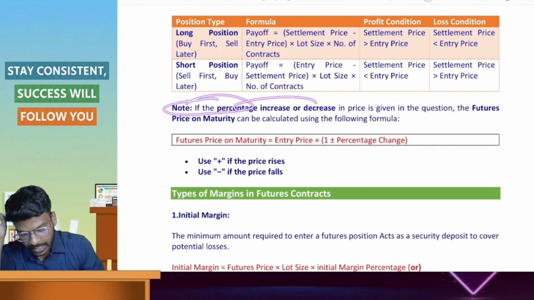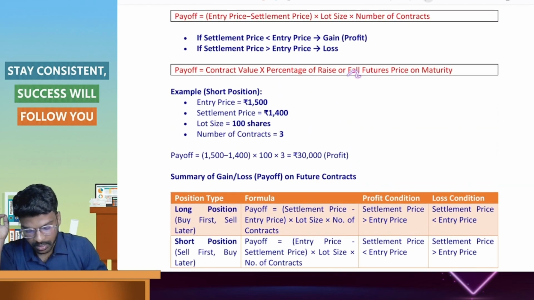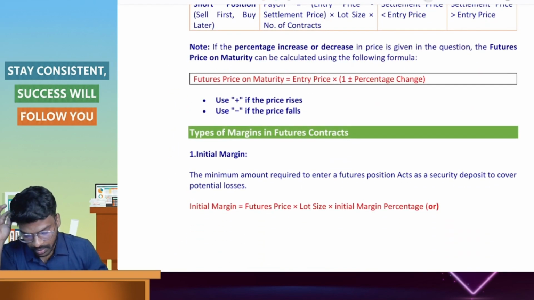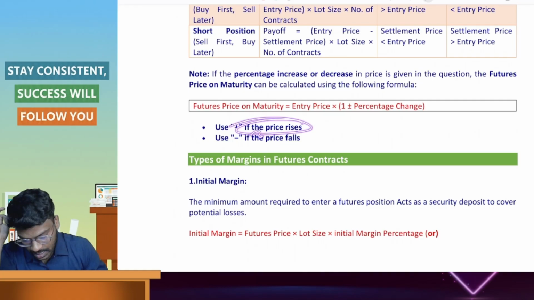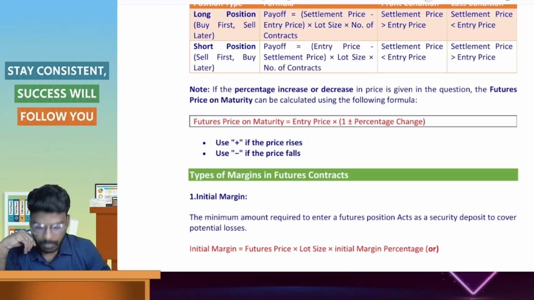Note, if a percentage increase or decrease is given in the question, plus means price rises, minus means price falls. So the entry price multiplied with 1 plus the percentage will be used in case of price rise. The minus symbol is used in case of price decrease.